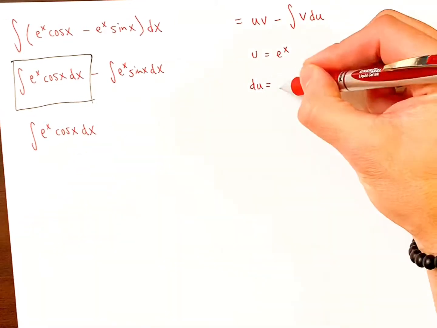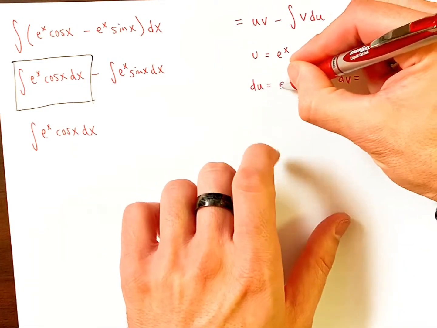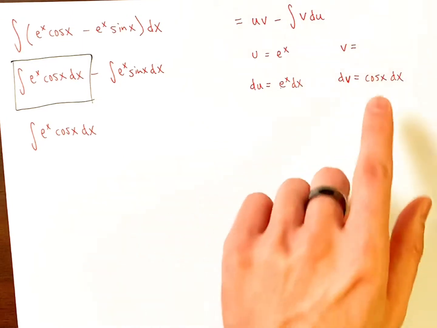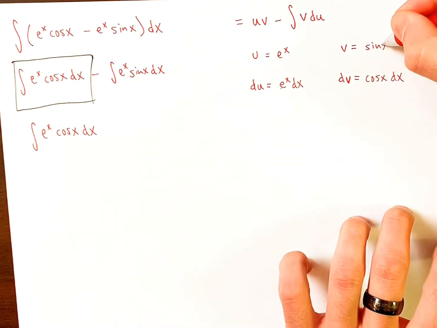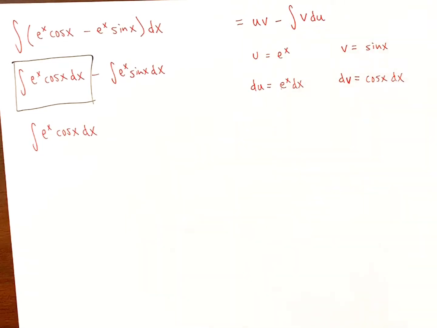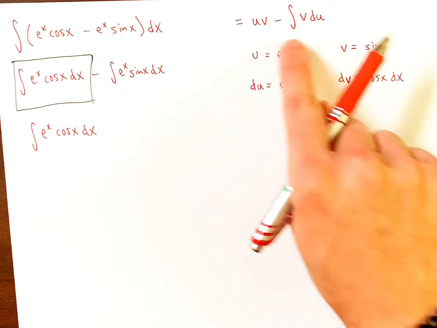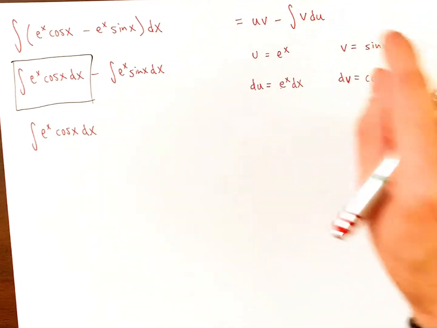Now, let's find these two parts. So if that's u, then du would be e to the x dx. And then if this is dv, then v would be just sine of x. You don't have to put a plus c at this point. Now, we have these parts, so we have to fill this out. And this is what this equals.